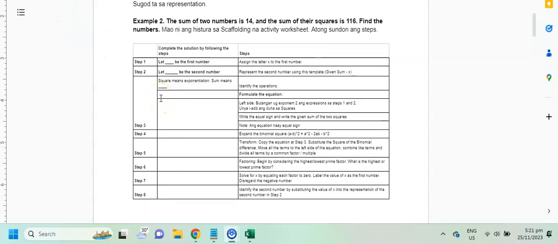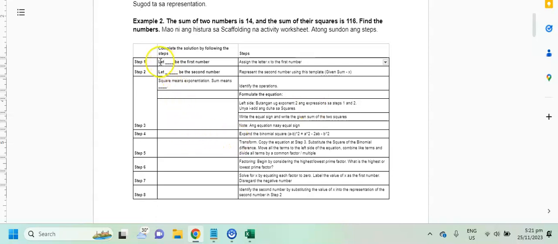Number 1, assign the letter X to the first number. Okay? Again, let's be grateful to Algebra na naa tay organized way of solving word problems. Naa tay algorithm nga gina-follow. Again, need lang nato i-represent ang unknown or missing data with variables like X.